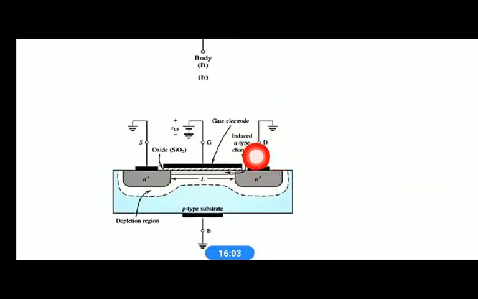When you apply a small VDS here, VDS which is less than VGS minus VT, the transistor is in the triode region. In the triode region, this channel is uniform. Hence the total capacitance from here to here is W into L into COX, right?